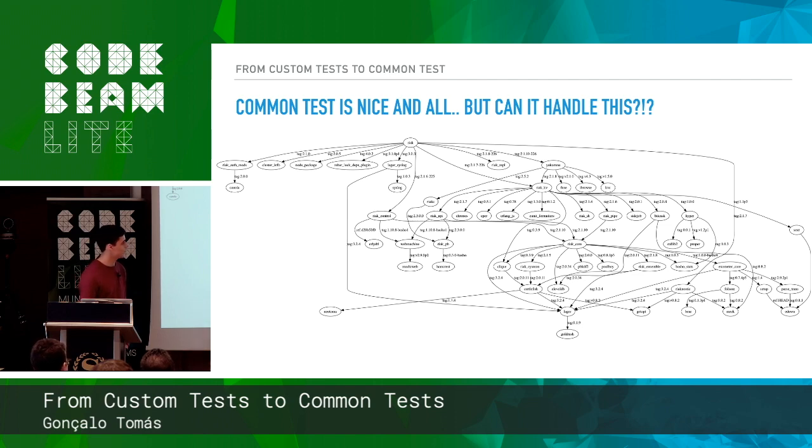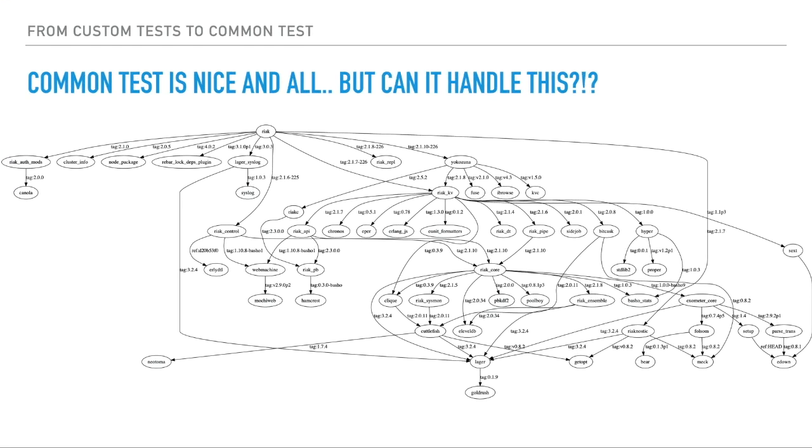But Common Test seems to be cool and all, but this right here is Riak's dependency graph. It's just this massive thing with tons of dependencies. I can't even zoom in so that you can see the letters, otherwise things just go outside of the window frame. But the idea here is that we have this very complex system that needs to be tested somehow, and each one of the nodes in these graphs are sometimes their own Erlang applications.